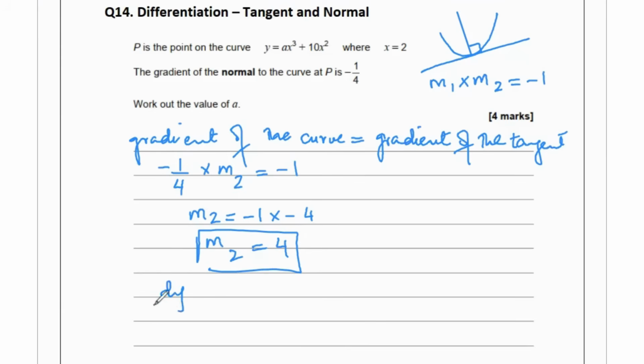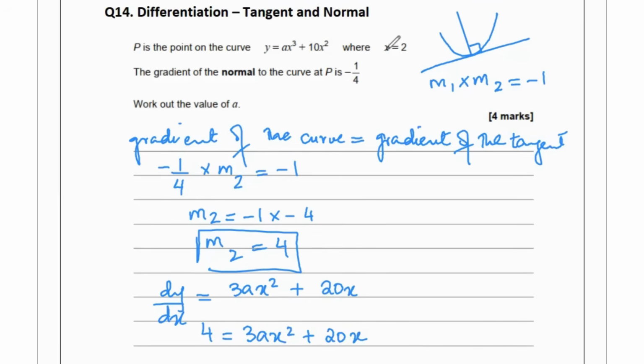So dy by dx for this equation is going to be 3a times x squared. You bring the power down and subtract 1 from the power. So 3 comes down and gets multiplied to ax. And the power of x becomes 3 minus 1, which is 2. Same over here, 2 times 10, 20, and x has a power of 1 now. So 4 equals 3ax squared plus 20x.